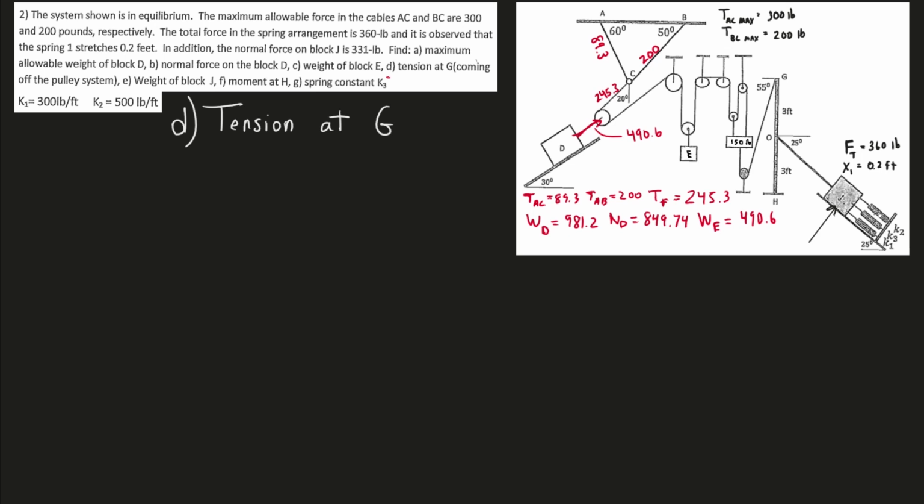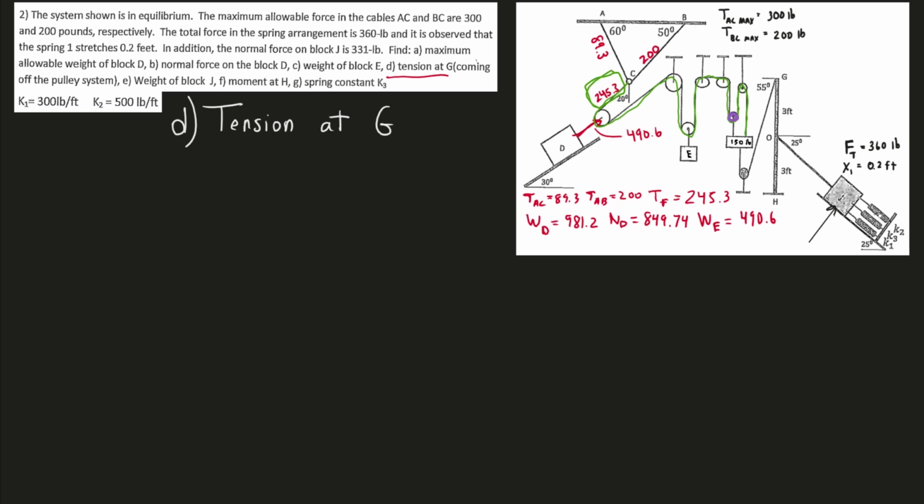So now for part D, tension at G. All right, well, here's G. I'm assuming they mean the tension of this rope right here. Alright, so we were just over here. So here again is that 245.3 going and going and going. Okay, here we go. So all this is at that 245.3.